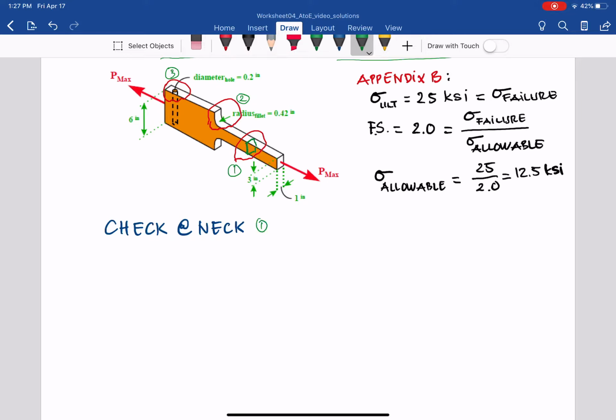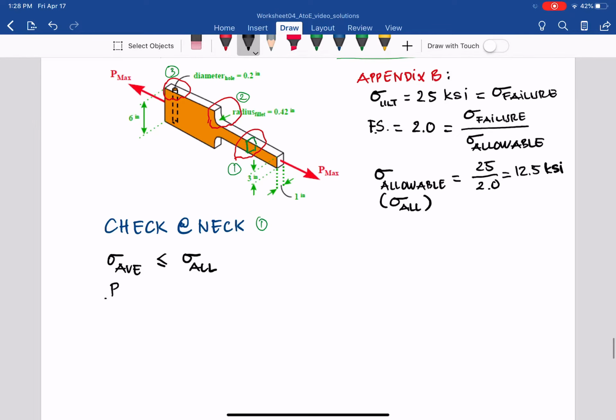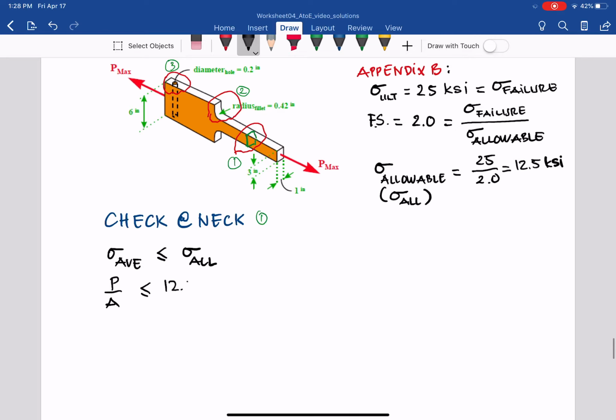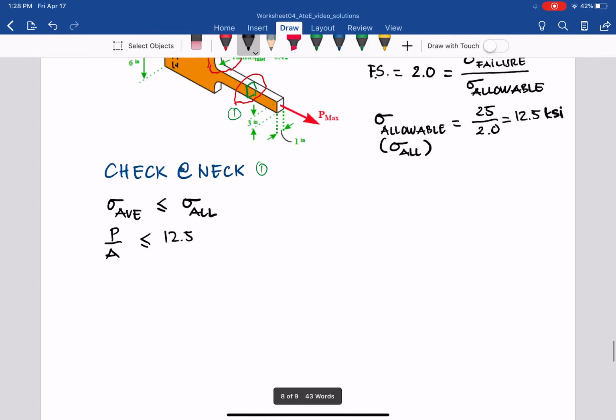At position 1, the neck, the sigma average must be less than the sigma allowable. Let me make it clear: we can call allowable sigma ALL to make it shorter. Sigma average is P over A, and it must be less than sigma allowable, which is 12.5 KSI.